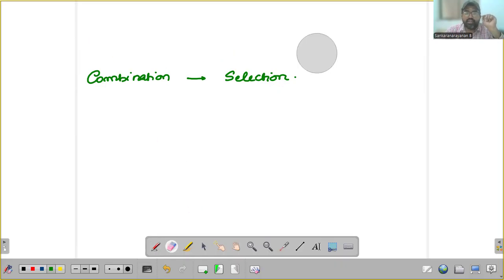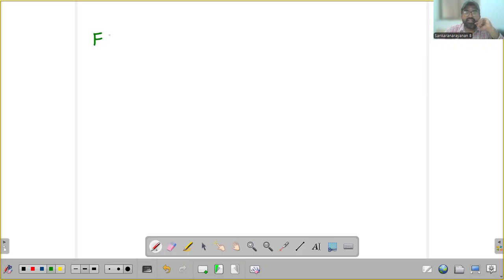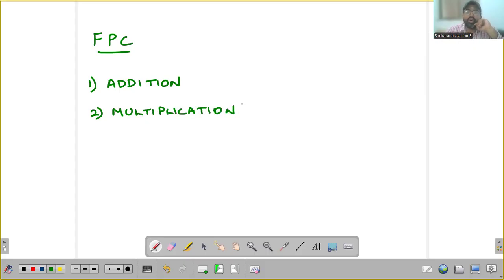Now the next thing that you should keep in mind is something called the fundamental principle of counting, FPC. Two things are there. The first one is addition, and the next one is multiplication. Let us quickly go through what it is all about.